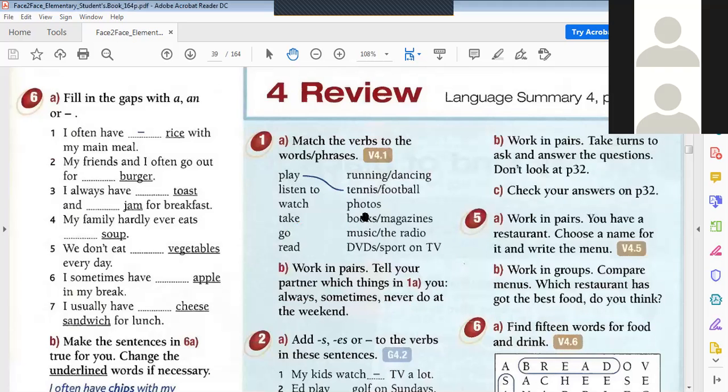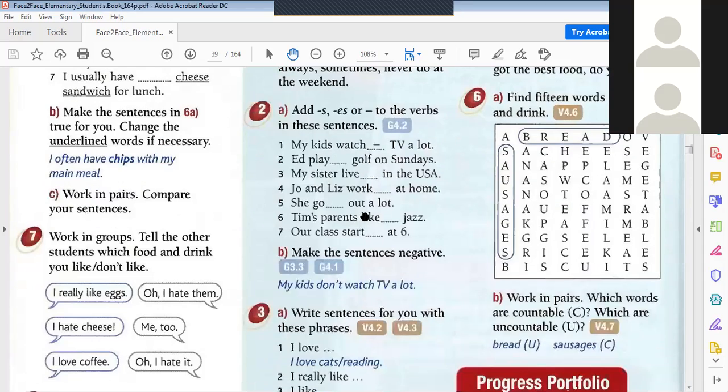Okay, so I think we can move on. Let's check exercise number 2. Okay, so in this exercise, of course, we want to talk about present simple. And of course, we talked about adding S or ES if the subject is he or she. And if the subject is you, I, we, they, of course, we don't change the verb. So you can see here in example number 1, which is answered. It says, my kids watch TV a lot. So here we don't add anything to watch.